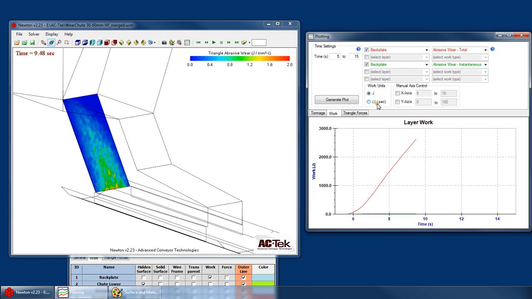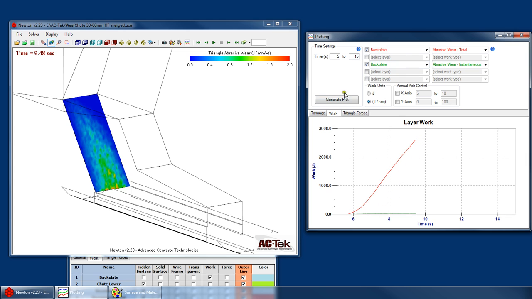Now what if I change the work unit? So instead of looking at joules, we're looking at joules per second. What will happen now is this red line, rather than going upward, will go up and reach a plateau. And then it'll be a flat line because we're looking at the work per unit time. So it's just basically going to be the derivative of this line right here because we're dividing it by time.